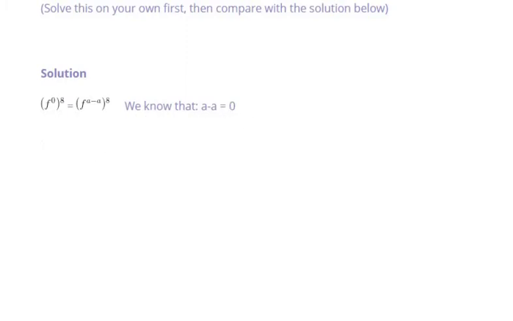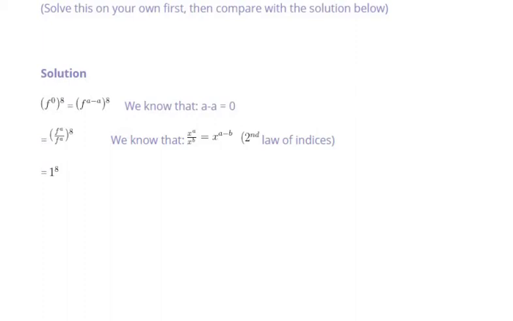And then we apply the second law of indices, which says that x raised to power a divided by x raised to power b is equal to x raised to power a minus b. So f raised to power a minus a will give us f raised to power a divided by f raised to power a, all in brackets raised to power 8. And f to the a divided by f to the a gives us 1. So the answer here is 1 raised to power 8.